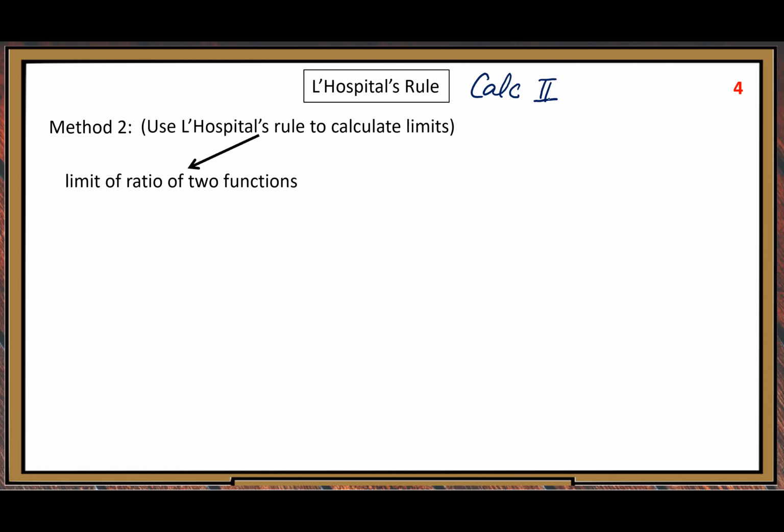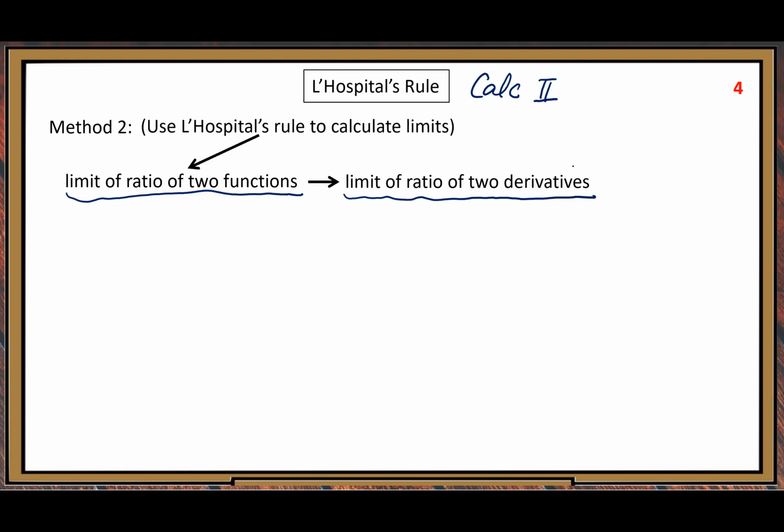L'Hopital's rule, when we use it, we work on limit of ratio of two functions. But many times, if you work on it directly, it's not very easy, pretty hard. But L'Hopital's rule tells us we can convert it to limit of the ratio of two derivatives. Derivatives will be easier, and then you can calculate the limit in an easier way. That's the essence of L'Hopital's rule.